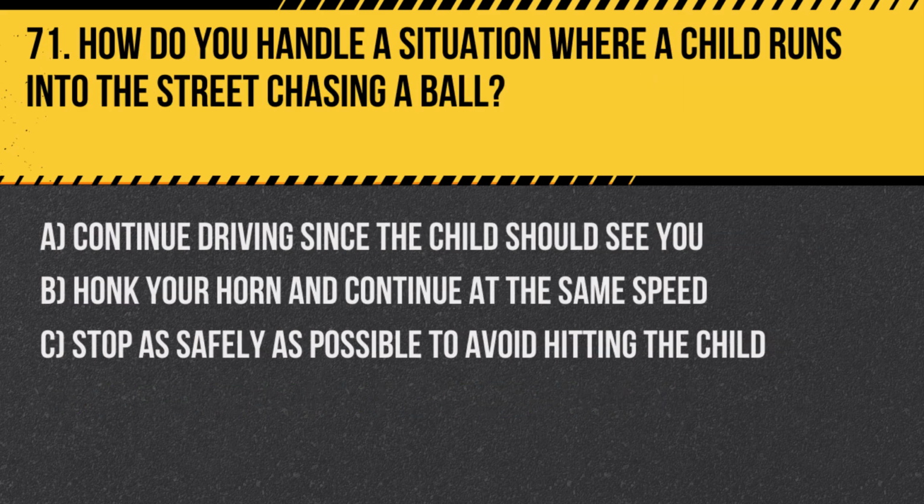Question 71. How do you handle a situation where a child runs into the street chasing a ball? A. Continue driving since the child should see you. B. Honk your horn and continue at the same speed. C. Stop as safely as possible to avoid hitting the child.